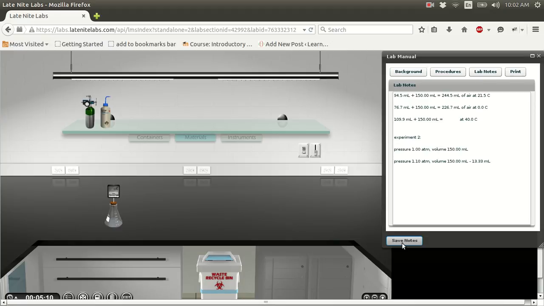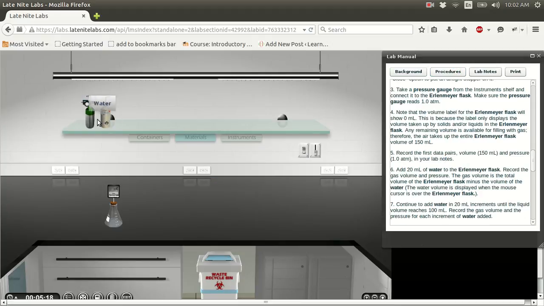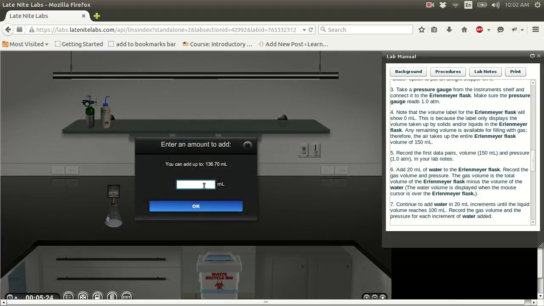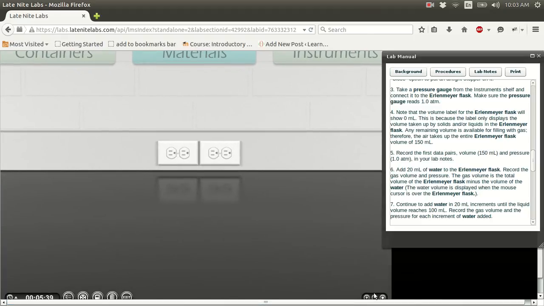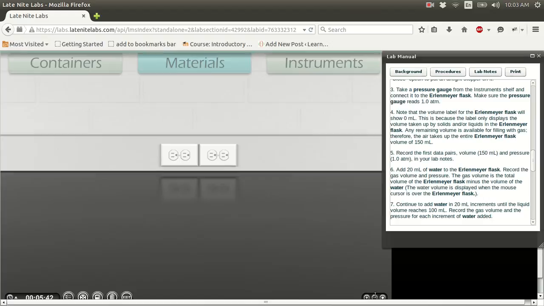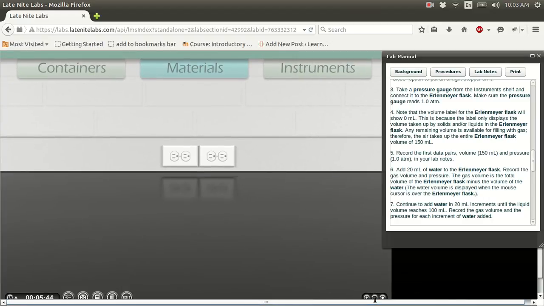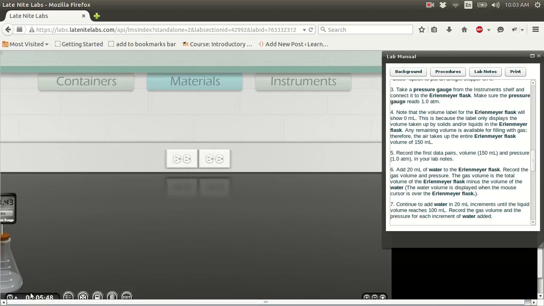Next, for my next step, I'll add some more water. I'll add maybe 31.62 milliliters. All right, 1.43. Oh, can you see that? You might not be able to see that, huh? There you go. 1.43.